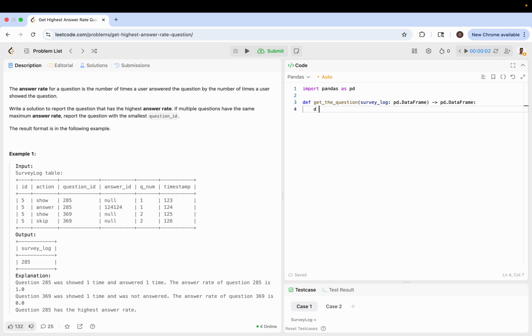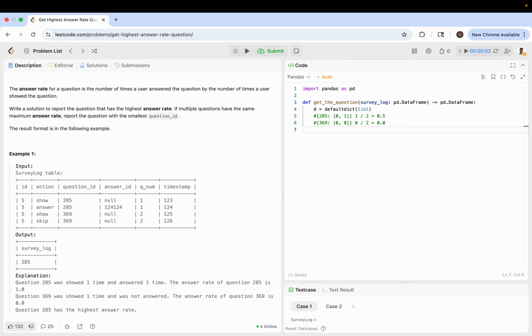So let's go ahead and create a default dict of type list, because the idea that I had was, let's go through the question IDs, and if the answer is null, then just append 0. If it's a number, then append 1. Because at the end, for example, for 285, we're just going to have 0, 1. And so 1 divided by 2, the length, is 0.5. And then for 369, we're just going to have 0, 0. 0 divided by 2 is 0.0. So 0.5 is the biggest answer rate, and that's the only ID with that answer rate. And then we need to find the smallest question ID with the highest answer rate.